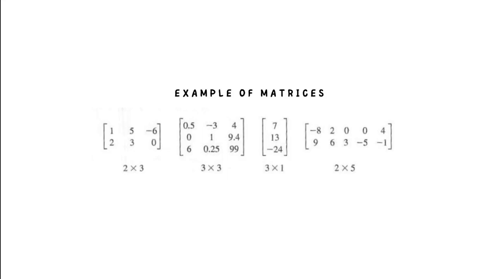Today we have to present about matrices. Matrix is simply an array of numbers organized into rows and columns. Now this is an example of matrix. There are a lot of types of matrix sizes. Here we have a 2x3 matrix, which means 2 rows and 3 columns. Next 3x3, which is 3 rows and 3 columns. Then we have 3x1 and lastly 2x5.